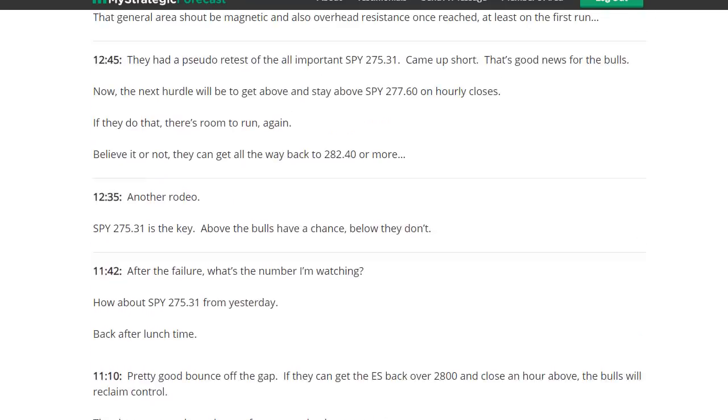Moving right along. 12:45, you'll notice they had a pseudo retest of the all-important 275.31, came up short. That's information that we need to know. That's good news for the bulls. It turned out that was good news for the bulls. What I'm trying to do here is I'm priming the pump. I know there's a lot of things stacking up where the market's going to get a rally. All it needs is a good excuse. So I'm looking for reasons intraday to get long. I'm giving them to my members along the way.